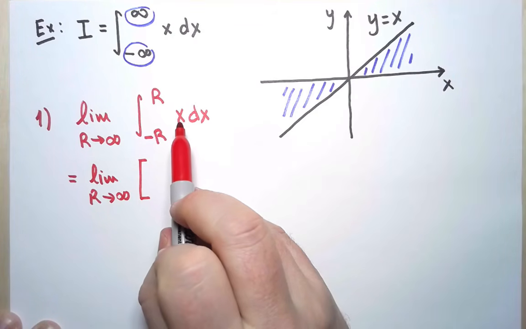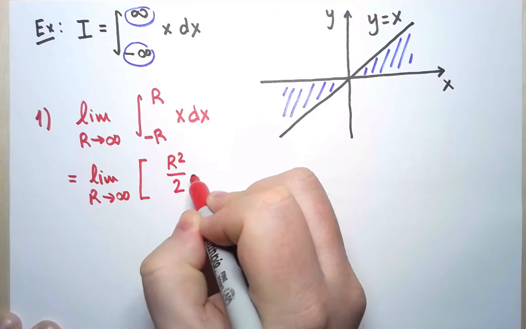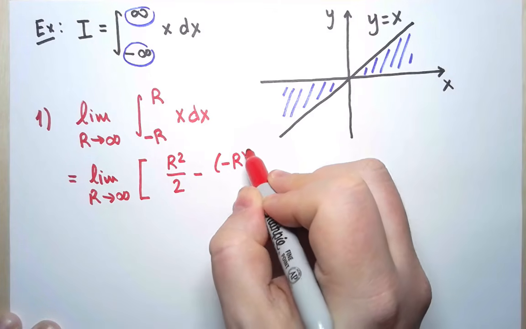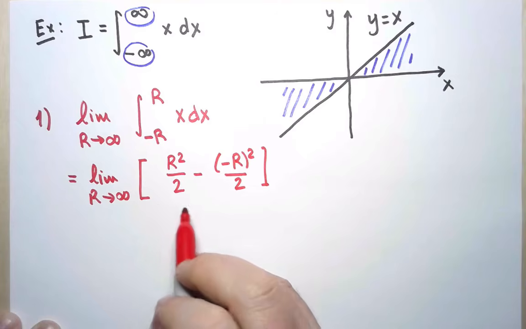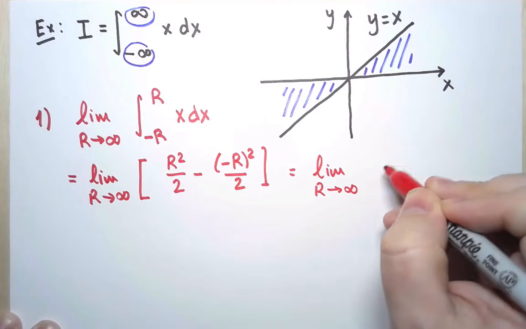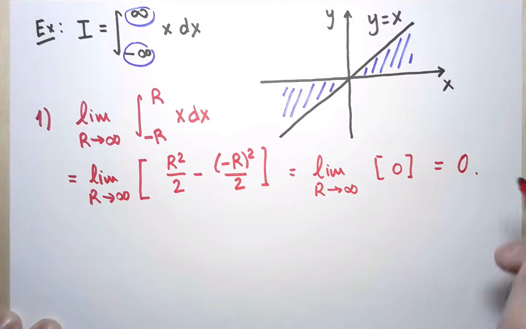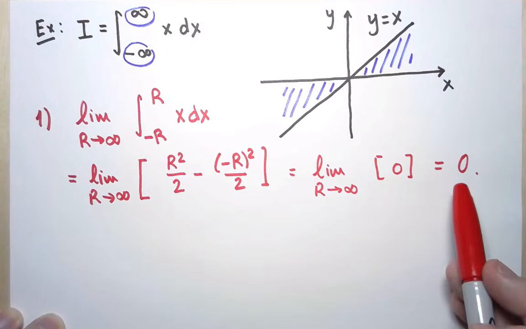An antiderivative of x is x squared over 2, and then I evaluate at the endpoints. So I get r squared over 2 minus r squared over 2. And this quantity here is identically 0. So the limit is 0. Okay, so this calculation argues for 0. It is true that the value of this limit is 0.